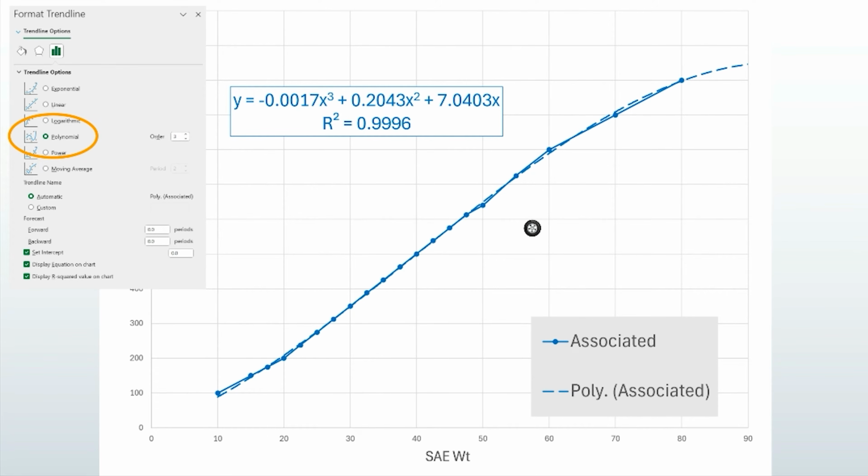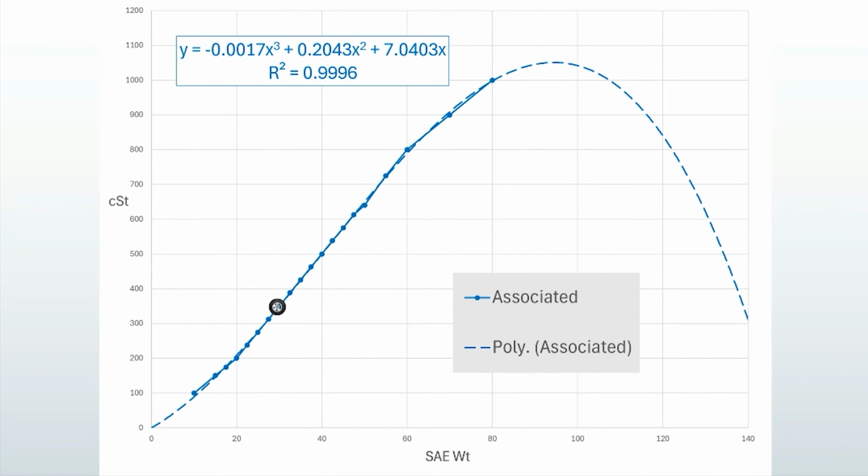However, here is where we have to use some engineering judgment. Notice that the line starts to curve at the top. Let's expand that and see what's really going on. If we extrapolate that polynomial equation, we see that the line curves and starts to move down. And we know that SAE 140 does not equal cSt 300. The viscosity numbers will continue to climb and never go backwards like this. So we should rule out a polynomial trend line and stick with the linear one.